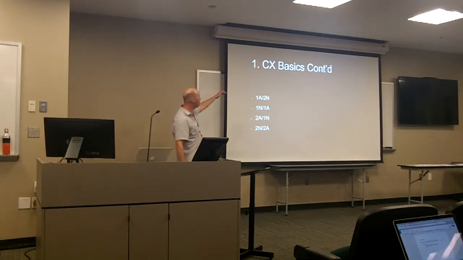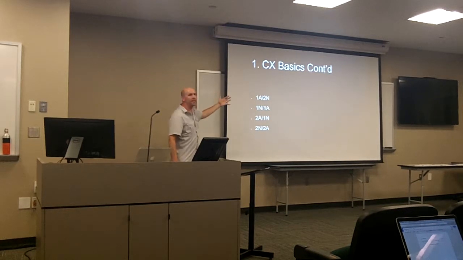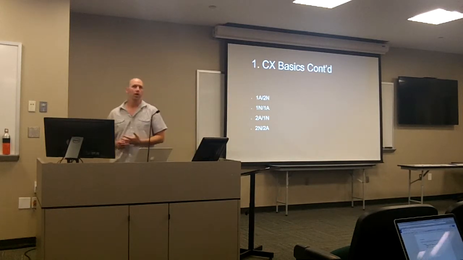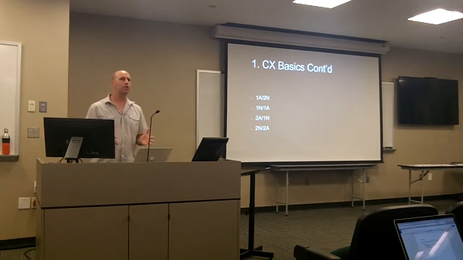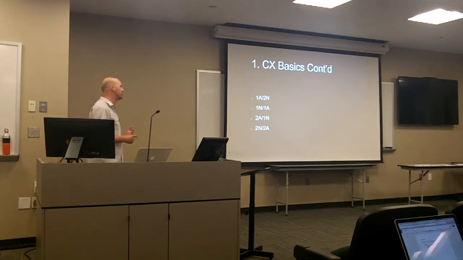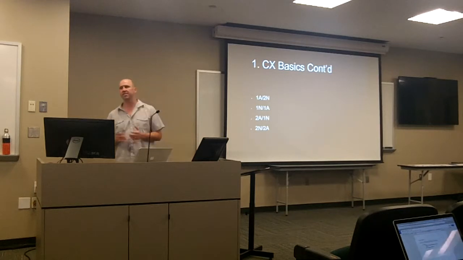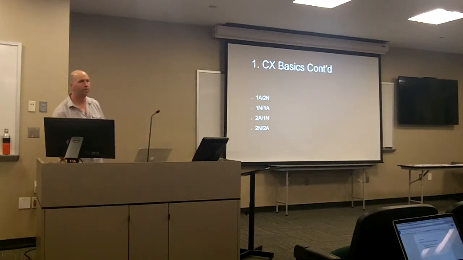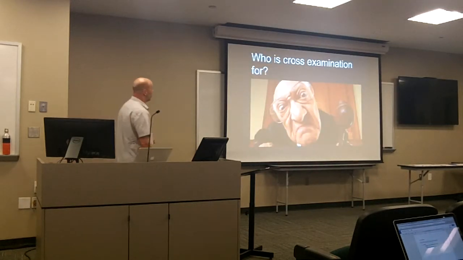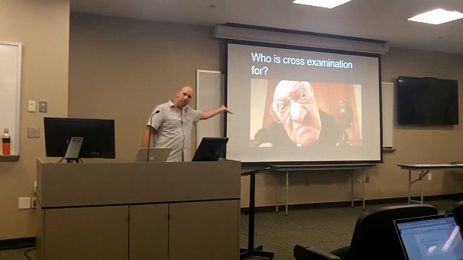The 2N asks the 1A questions, the 1A asks the 1N questions. When the 2AC gives his or her speech, the 1N cross-examines that person. And then the second affirmative speaker cross-examines the second negative. These will be posted. One more reminder, who's cross-examination for?